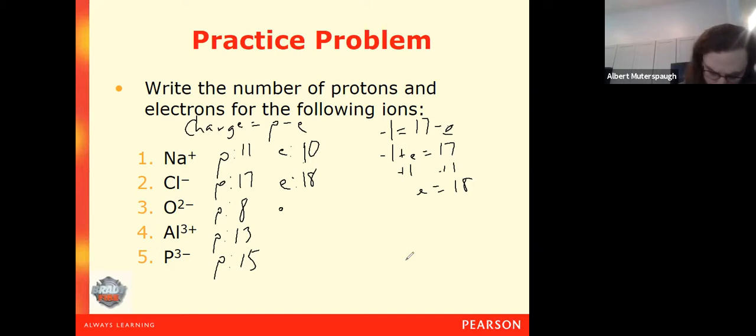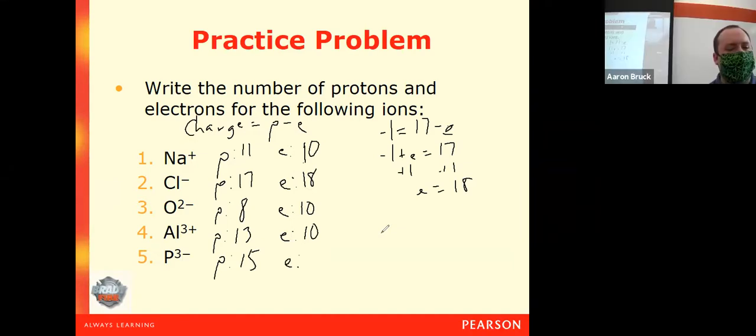How many electrons in my oxide 2- ion? 10. I need to add 2 electrons to the number of protons. How many electrons in my aluminum 3 plus? 10 also. Since it's positive 3, I'm going to take 3 electrons away. 13 minus 3 is 10. How many electrons in my phosphide 3 minus ion? 18. I got 3 extra electrons. 15 plus 3 gives me 18.